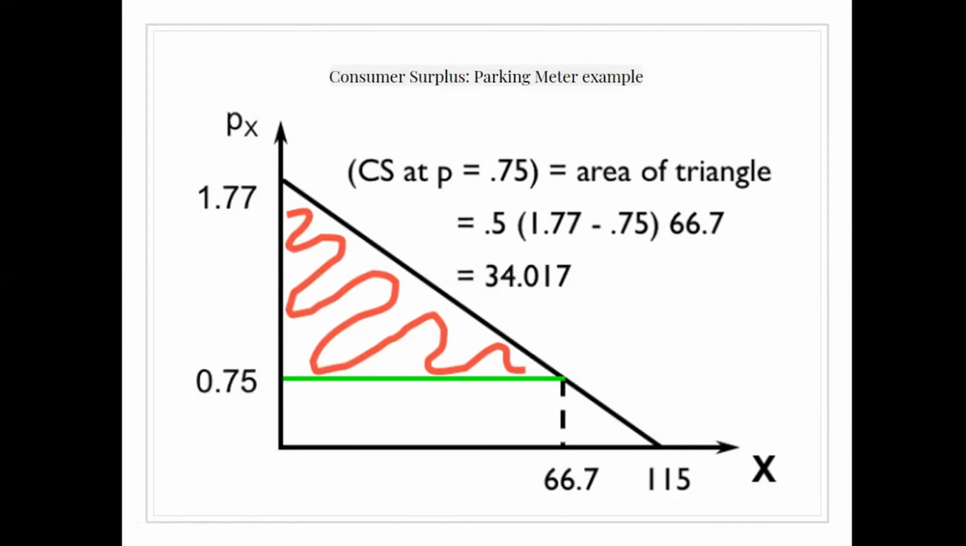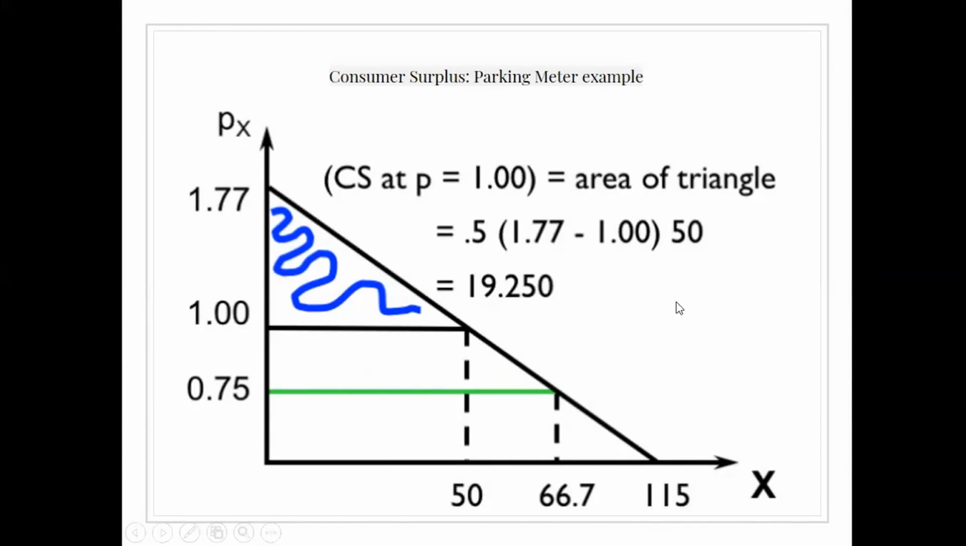And as we see, the area of the triangle is, well, how many units? We have 66.7 units. And the difference between the maximum price and the price we're actually paying is 1.77 minus 75 cents. That is $1.02 of surplus. It's called that. And the 0.5 is from the triangle area formula. And we get that the consumer surplus is $34 per consumer. This triangle is basically worth $34.